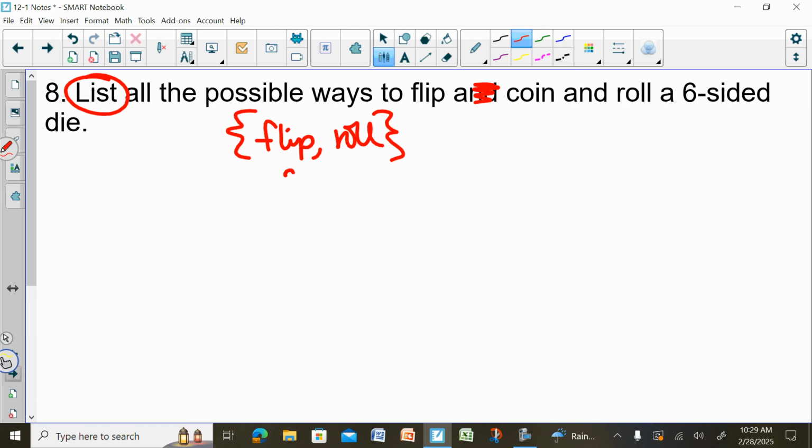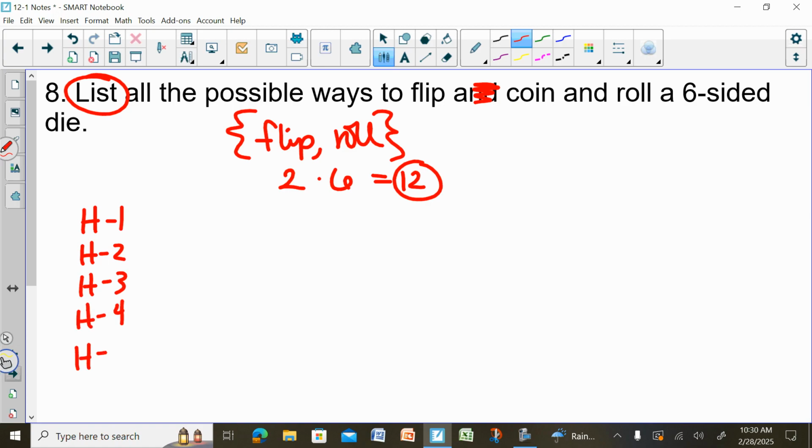So when I flip a coin, I got 2 options. I got a heads or a tails. And when I roll a die, I have 6 options. I can roll 1, 2, 3, 4, 5, 6. So I need to list a total of 12. If they just said come up with the number, I would put 12. But because they actually said specifically to list, I'm going to go ahead and list them. I can list them in 2 different ways. I can say I rolled heads and I got a 1. Go through all your head combinations, and then go through all your tail combinations, tails 1, tails 2, tails 3, tails 4, tails 5, tails 6.